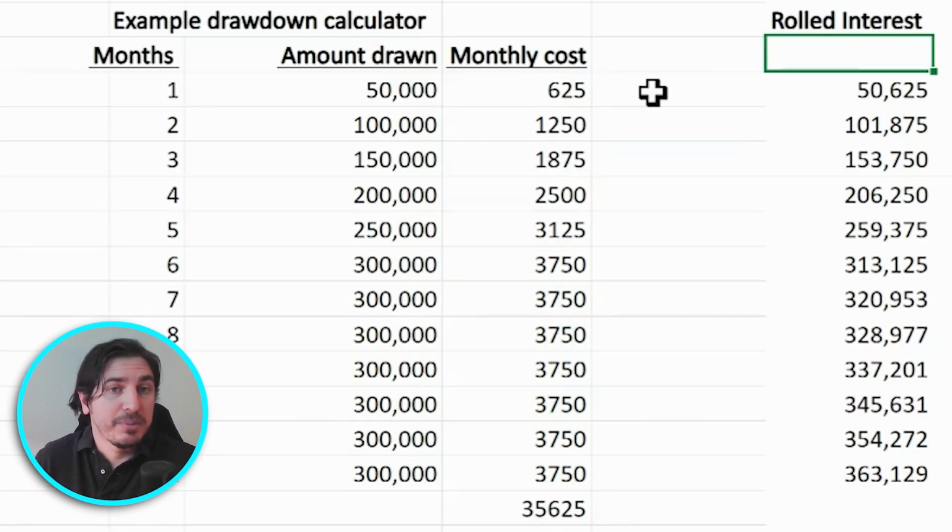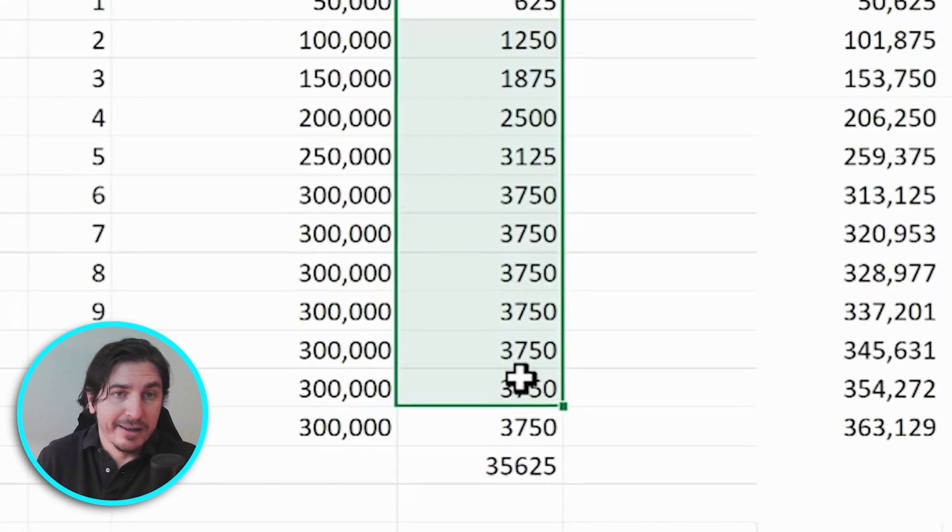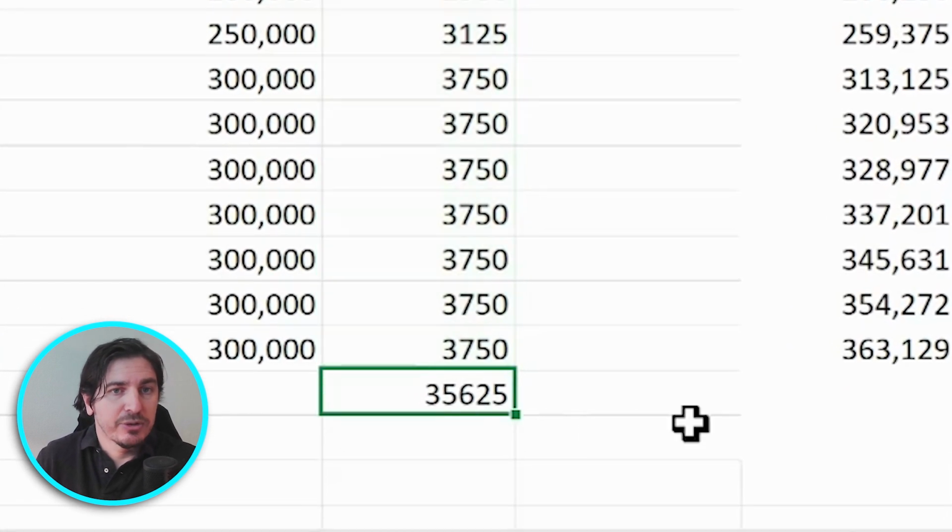This is an example of how you can see as you draw down, the interest per month that you're paying increases in line with what you're borrowing, until you get a total interest of 35,625. So that is if they did every month 50,000 and then you roll from there. This is what it would look like if you were to actually calculate the interest for each drawdown, add it all together and total it up.